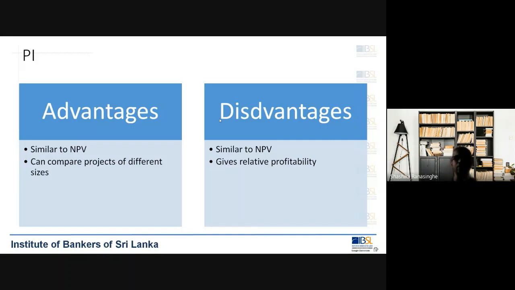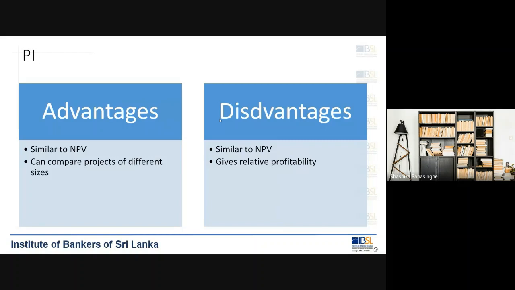Now let's say you're looking at two projects. One is a 1 billion rupee investment, other one is a 1 million rupee investment. Out of these two investments, which one would you pick? The 1 billion rupee investment gives an NPV of, let's say, 5 million, right? The 1 million investment gives an NPV of 500,000, right?